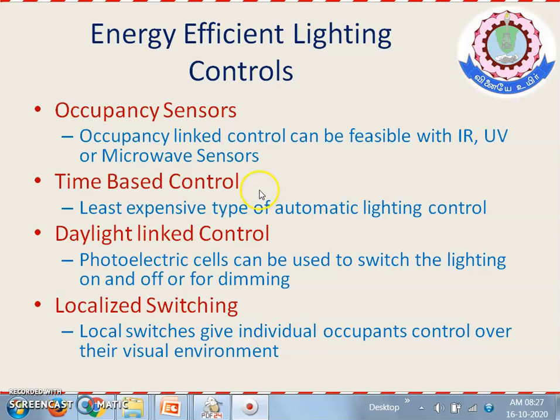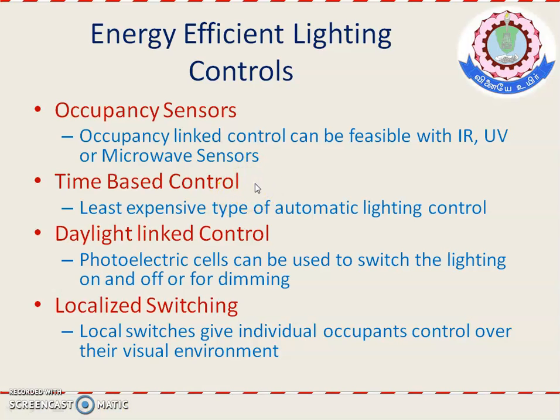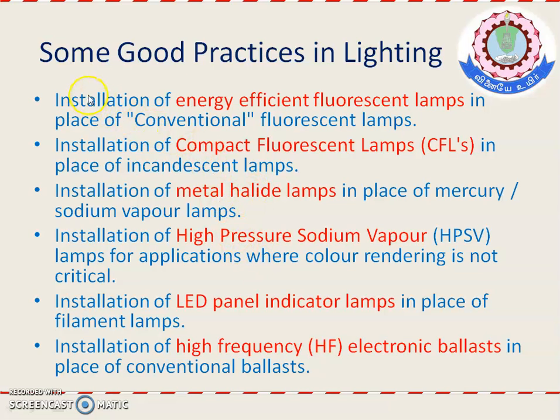Next thing is some good practices in lighting. Wherever you have a conventional fluorescent lamp, you can replace it with energy efficient fluorescent lamps, one possibility. And wherever you have an incandescent lamp, you can replace it with compact fluorescent lamps. Wherever you have a sodium vapor lamp, you can replace it with metal halide lamps.